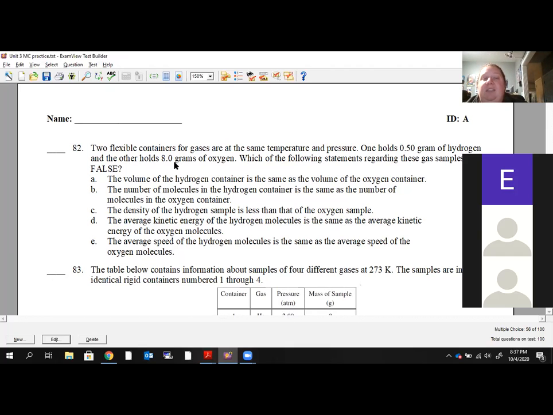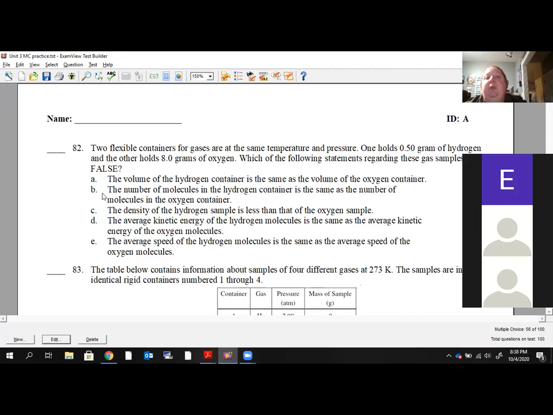Okay. So since they have the same number of moles, the same temperature, and the same pressure, the volumes have to be the same, because that would be like plugging it into PV = nRT. All the variables are the same. Okay. B, the number of molecules in the hydrogen container is the same as the number of molecules in the oxygen container.